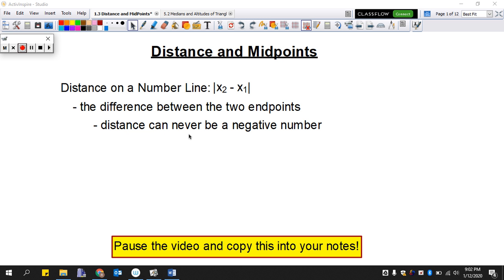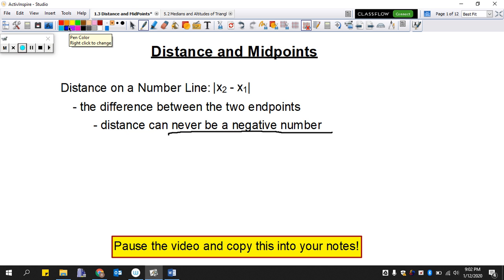Okay, so finding the distance on a number line is very easily found because all you do is you just subtract your two values and take the absolute value of it. You might be asking, well, why do you want to take the absolute value? Well, the reason is because distance can never be a negative number. Okay, distance can never be a negative number. So obviously, if you take the absolute value of it, that takes that out of the equation. All right, so pause the video and copy this definition into your notes.